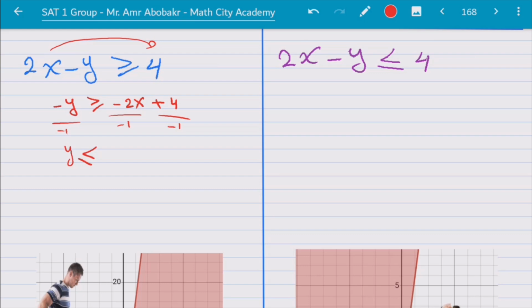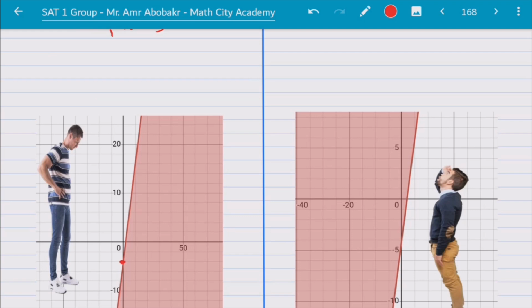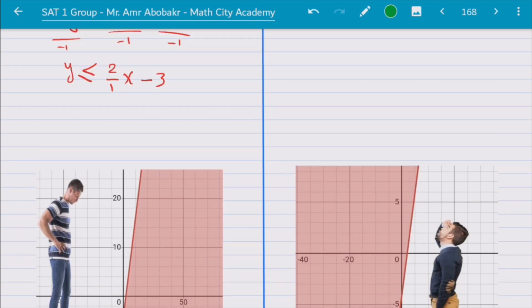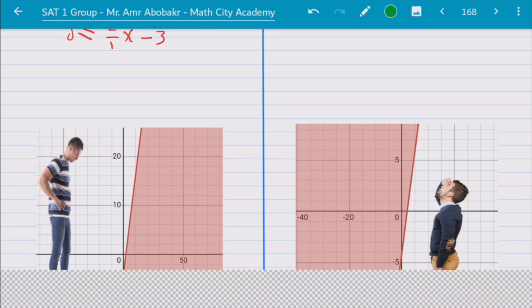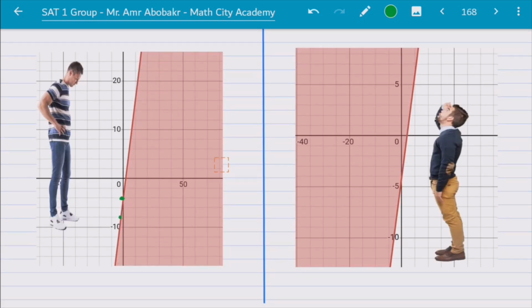Negative 2 over negative 1 will be 2 over 1 x, and minus 4 divided by negative 1 is negative 3. So it will be minus 3. So from negative 3 on the y-axis, put a dot. And it will be 2 over 1: down 2 and 2 steps. Okay, 1, 2. So the line will be like here. Okay, so I'll draw a line.